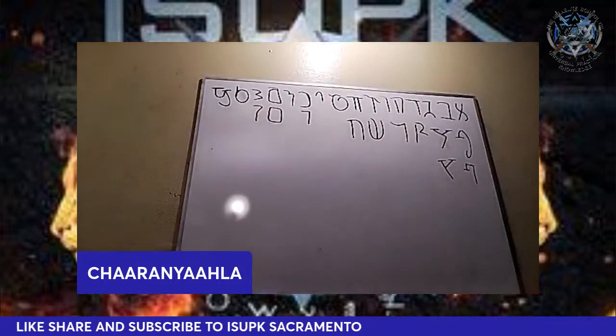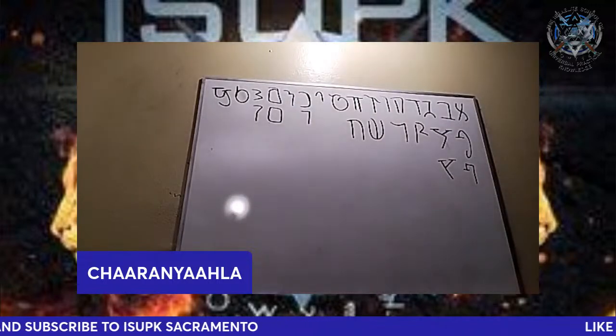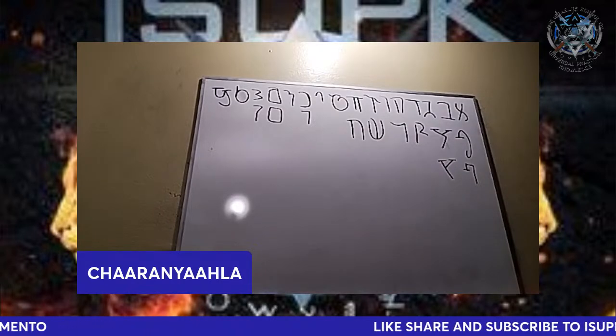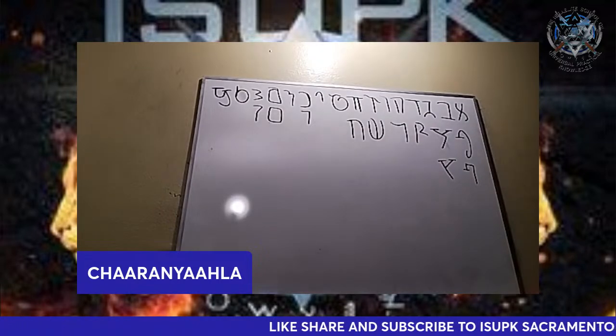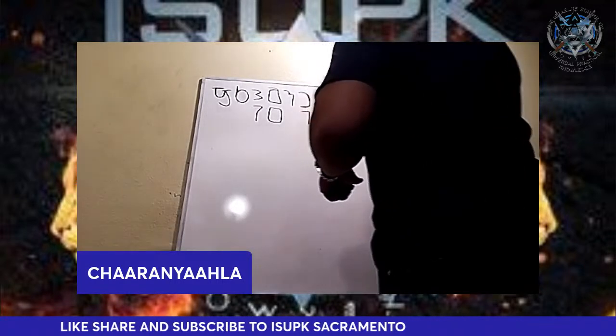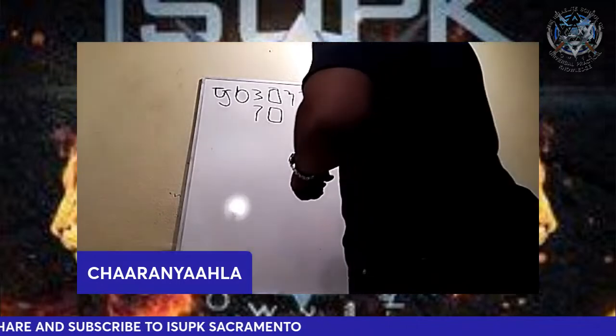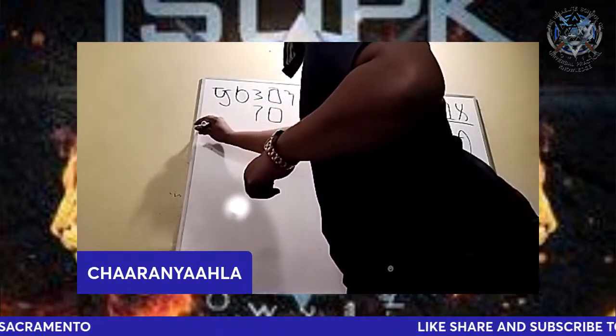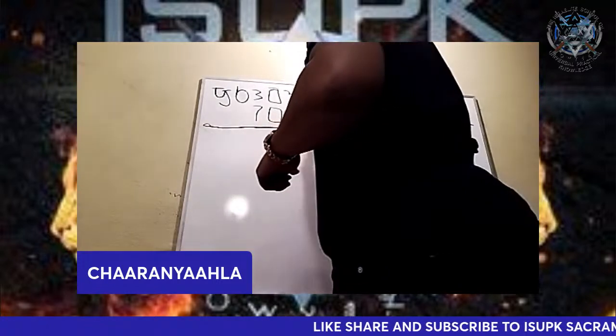Time to get rusty on that Assyrian. Characters from left to right. Let me put a border right here, so you can differentiate which ones have three characters versus ones that have two characters.